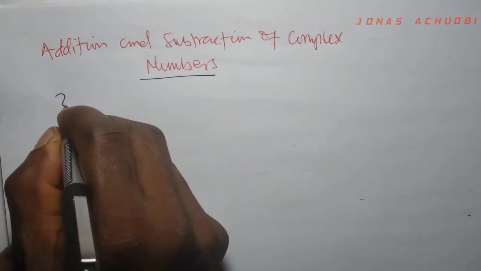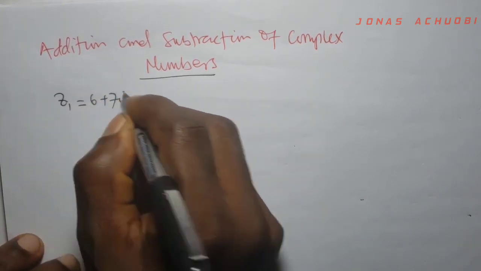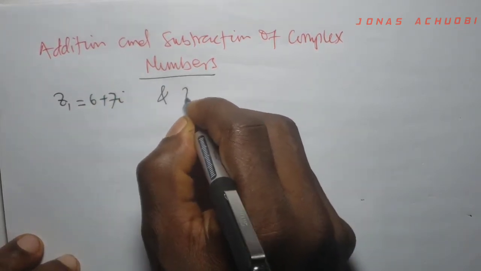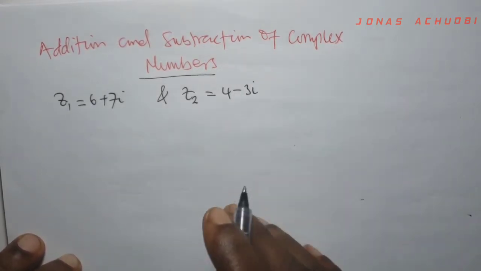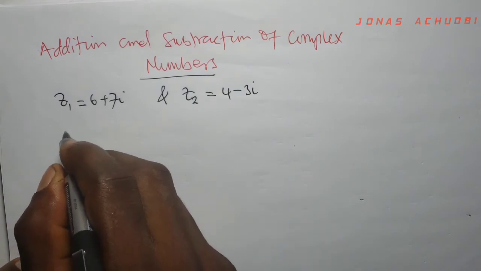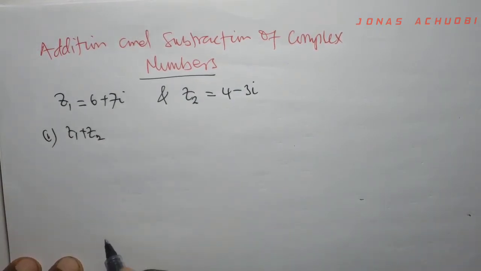If we have two complex numbers, z1 for example equal to 6 plus 7i, and another complex number z2 equal to 4 minus 3i, we want to find z1 plus z2. That's the first thing. So we want to add up.